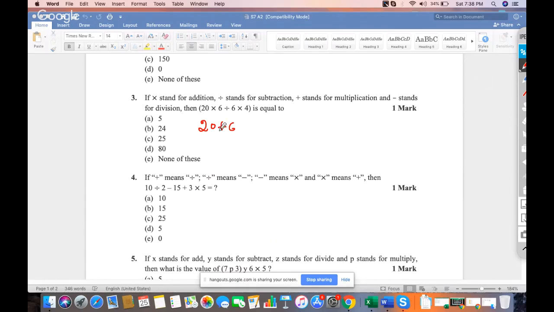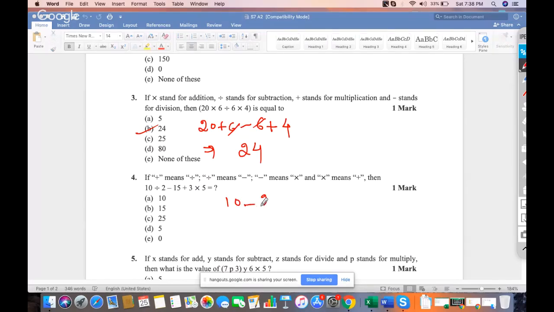Then division stand for subtraction. So 6 minus 6. And multiplication stands for addition. So then again I add 4. So how much it is? This is nothing but 24. 3B is the answer. Here 12 division stands for, where is division?